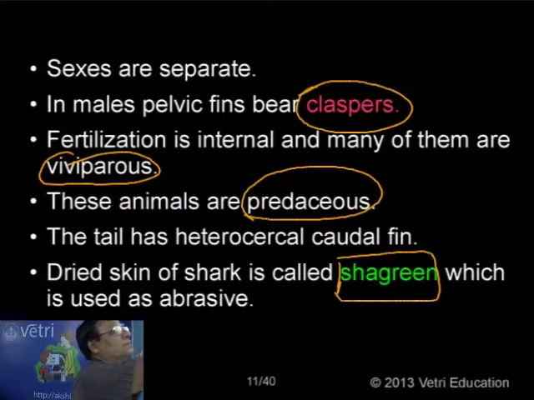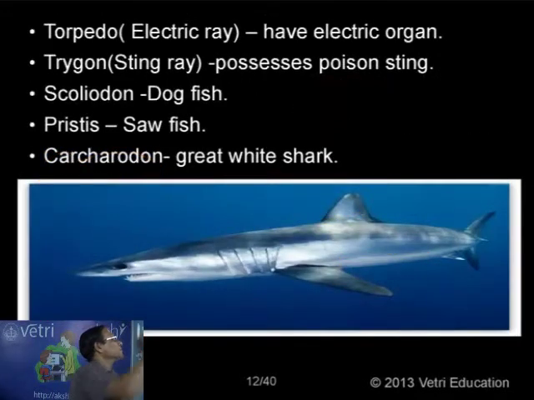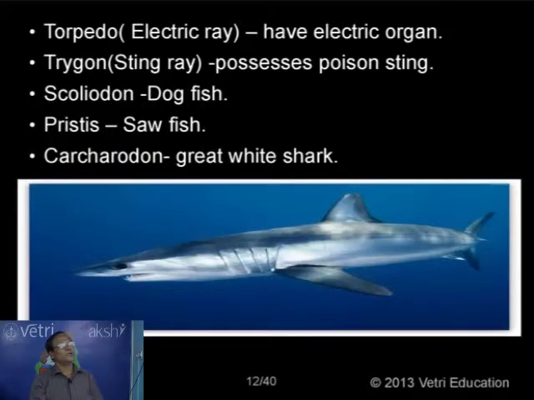Now, let's proceed. Some of the examples: Torpedo, an electric ray. It has electric organs and the ability to generate electricity. One cannot tolerate such a huge electric current as can be generated by this torpedo, a ray fish. That is why it is called the electric ray. The electric organ is nothing but modified muscle, and such a muscle has the ability to generate electricity.